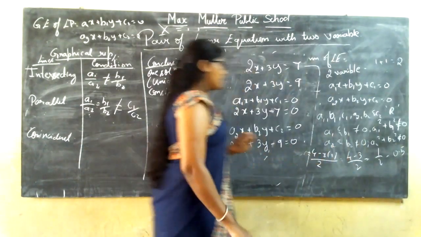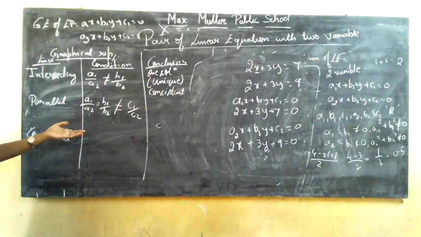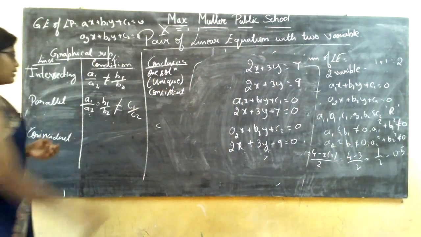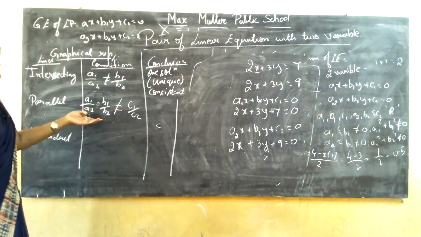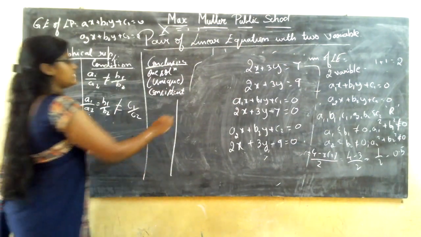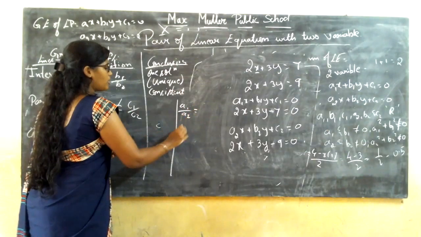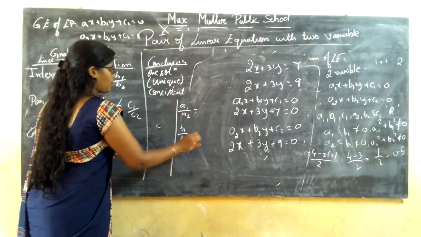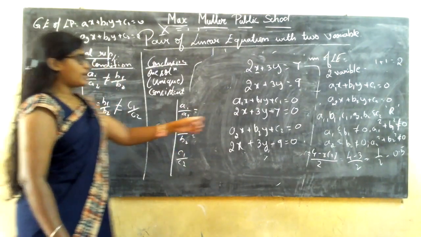So the equation is ready for you. Now you are going to see whether the ratios are equal or not. What is the condition? The first condition is you need to find out whether the ratios are equal or not. Let me replace it. That is a1 by a2, b1 by b2, c1 by c2.